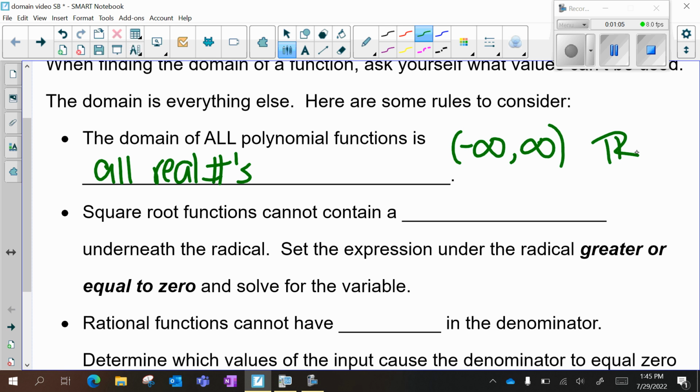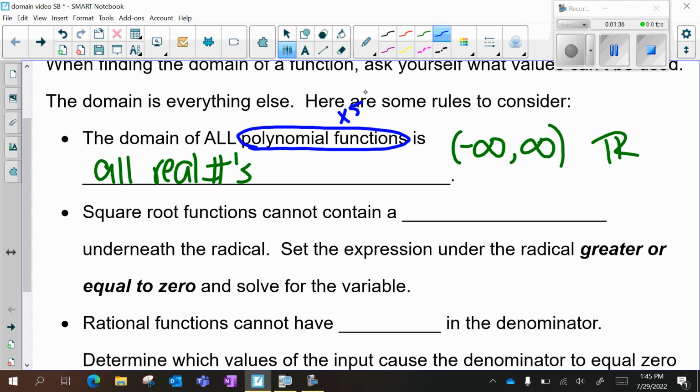And let's talk just quickly about a polynomial function. A polynomial function is something like x to the fifth or x to the third. It's any equation where the variable is the base and the exponent is a positive integer. So x to the first, x to the second, x to the third, x to the fourth, and so on. Those are all considered polynomial functions, and they all have a domain that is all real numbers.